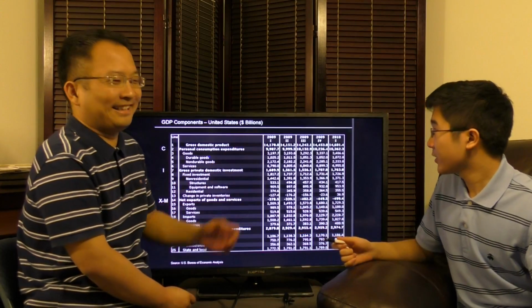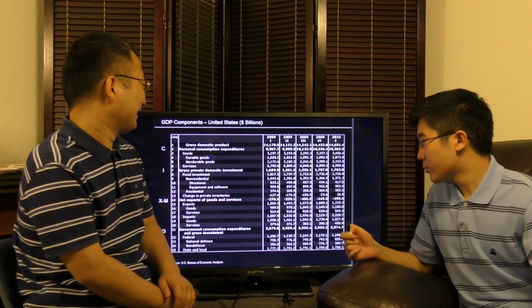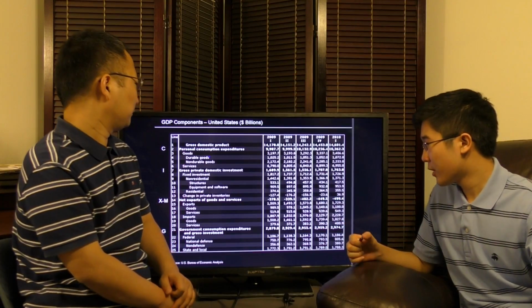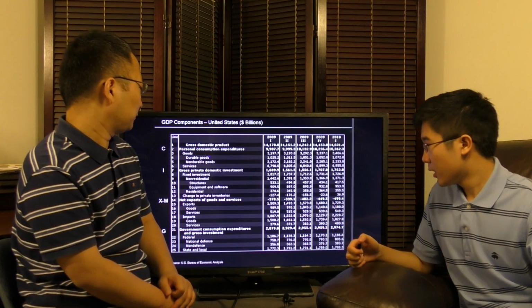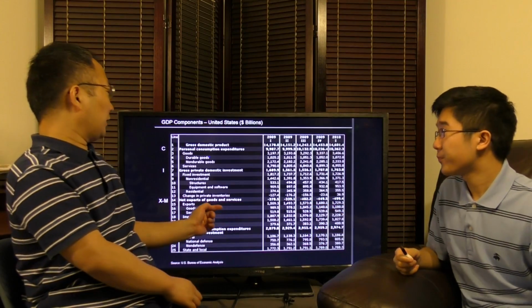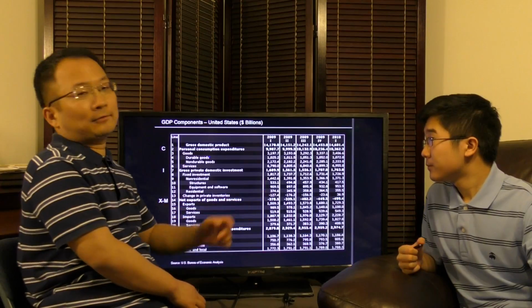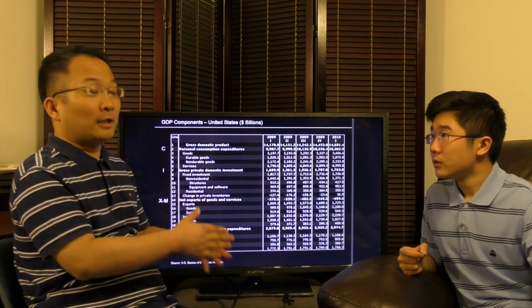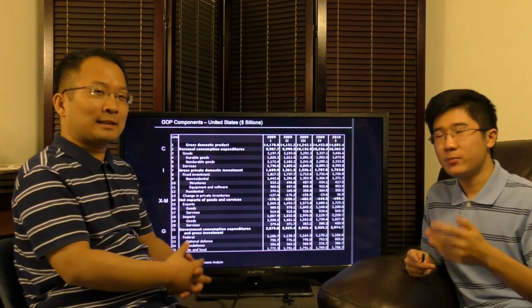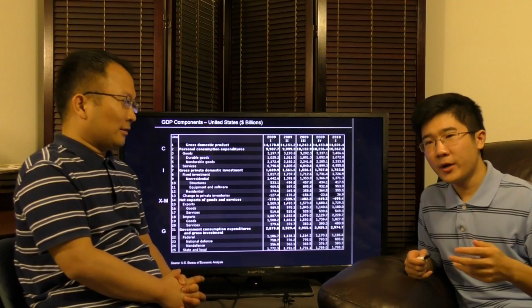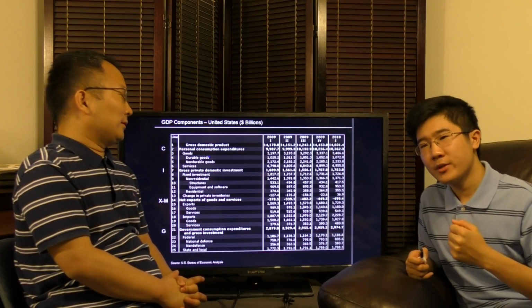That's in 2009. Our exports are around 1.5 trillion, and our imports around 1.89 trillion. So net exports of goods and services is a negative number, which means basically the United States imports more and exports less. Technically, we are spending more on foreign markets, and foreign markets are taking more from our economy.